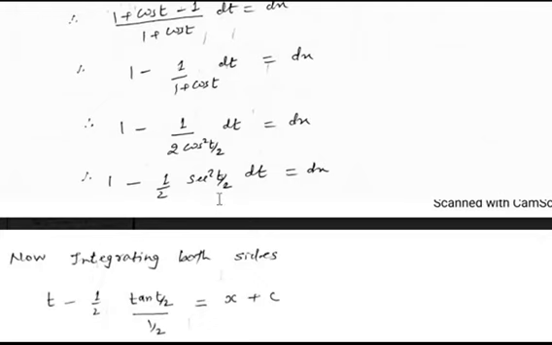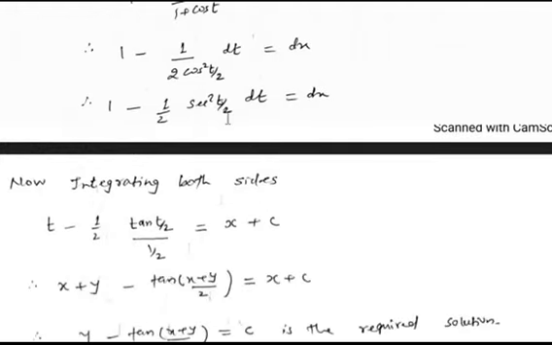And 1 over cos square (t by 2) gives sec square (t by 2), and the 1 by 2 as it is, dx as it is. Now integrating this, the integration of 1 with respect to t is t, half as it is, and the integration of sec square (t by 2) is tan (t by 2), and the coefficient of t is half, so divide it by half, and the integration of 1 with respect to x is x, plus c.